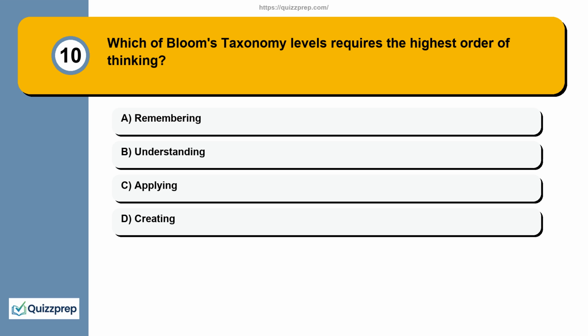Question 10. Which of Bloom's taxonomy levels requires the highest order of thinking? Here are your options. Option A. Remembering. Option B. Understanding. Option C. Applying. Option D. Creating.